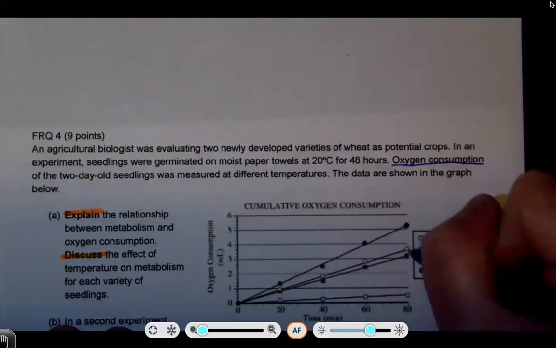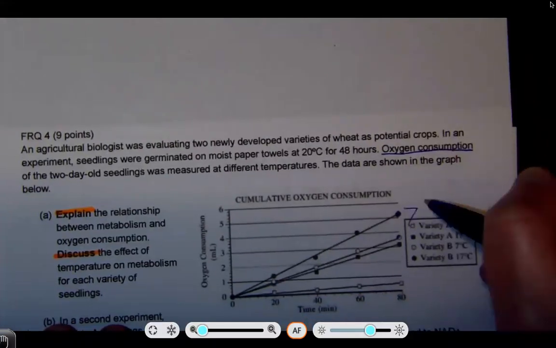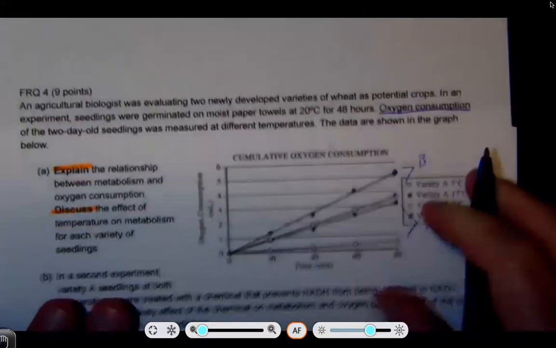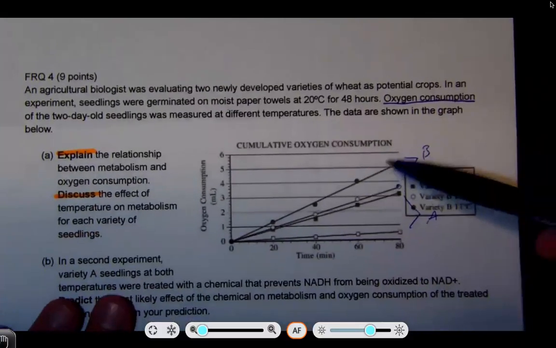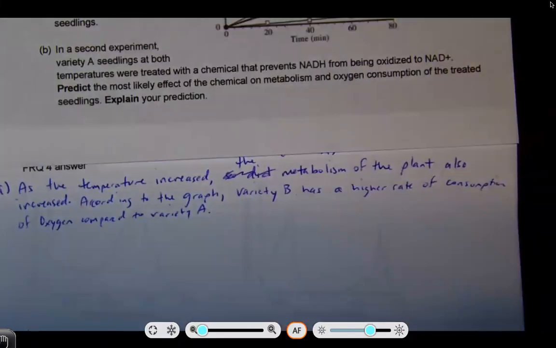And if we look on our graph, here's variety B, and here's variety A. Okay, so we can see that B is much higher than A. So that tells us that B's oxygen consumption is much greater. Unfortunately, we're not done. So the reason for the increase in metabolism, we need to explain why.